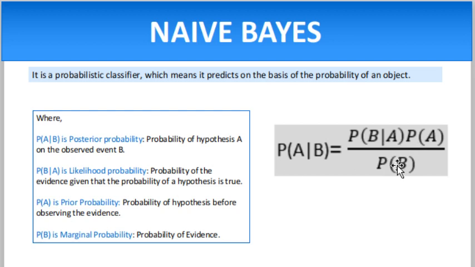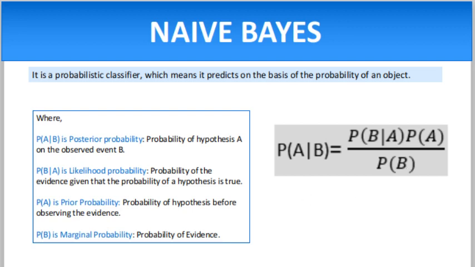This is the formula of Bayes theorem, where P(A|B) is the posterior probability of hypothesis A on the observed event B. Next is P(B|A), the likelihood probability of the evidence given that the hypothesis is true. Then P(A) is the prior probability of the hypothesis before observing the evidence. P(B) is the marginal probability, that means the probability of evidence.